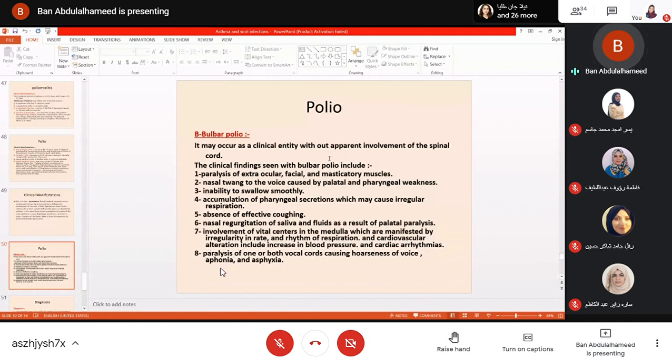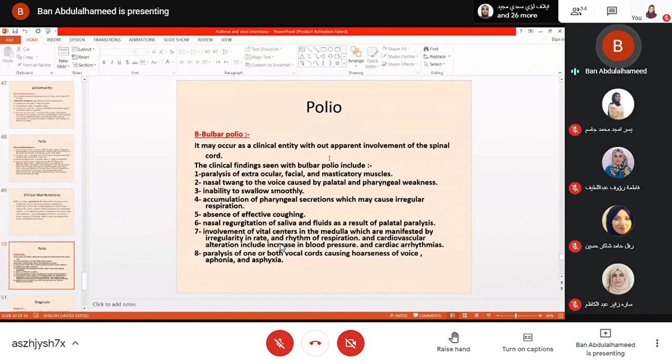There is also involvement of the vital center in the medulla, which is manifested by irregularity in the rate and rhythm of respiration, and also there is cardiovascular alteration, including increase in the blood pressure and development of cardiac arrhythmia. Paralysis of one vocal cord can also happen. This causes hoarseness of the voice or aphonia or asphyxia.